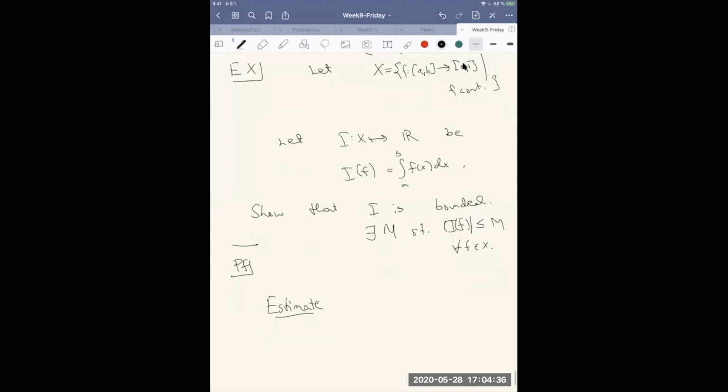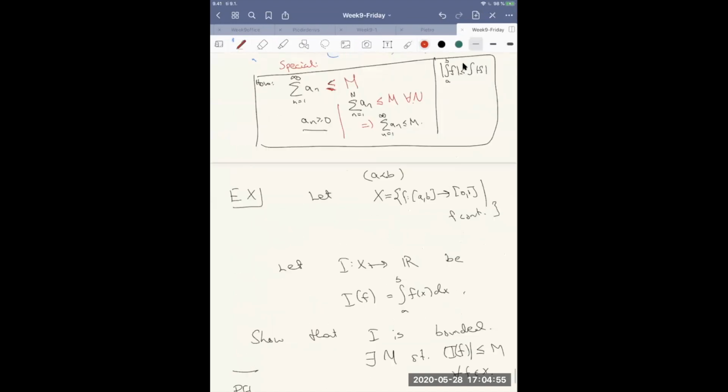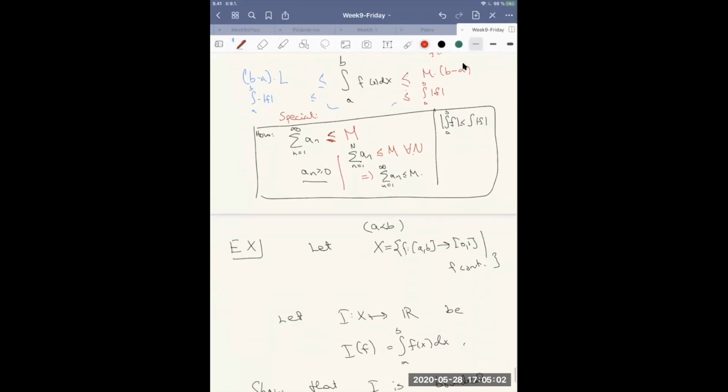And how do we estimate? Well, we're looking at I(f). There are the three questions. What do we estimate? We're estimating I(f), which is an integral of the function. How do we estimate it? We are estimating it from above. Let's go to our estimates from above, and we would like to use one of these two things. Let's see, can we use one of them?